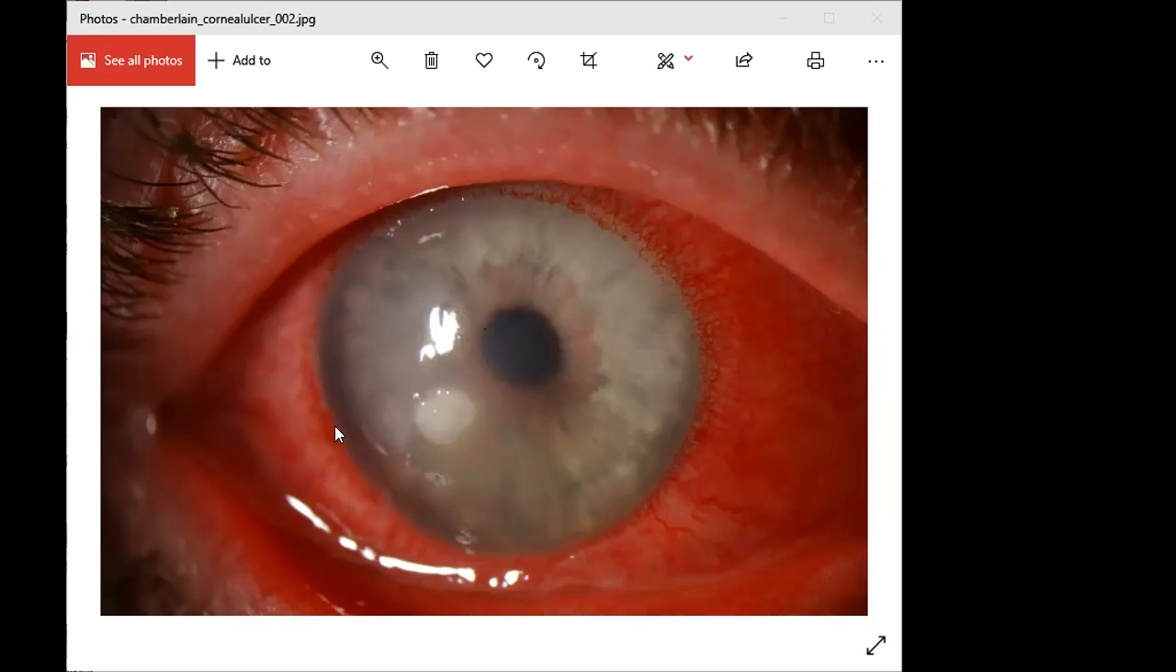If you happen to see here in this picture, you can see a white haziness present in the lower lateral part. I'll be able to draw it right here. See, this is the white hazy part, and this is nothing but a corneal ulcer. So this is the starting stage of the corneal ulcer, right?